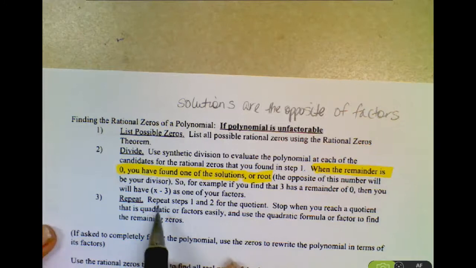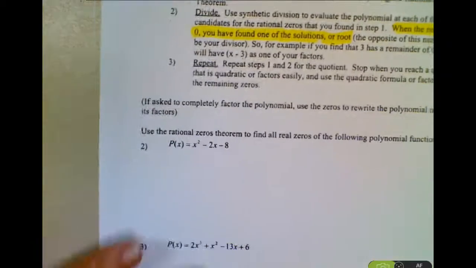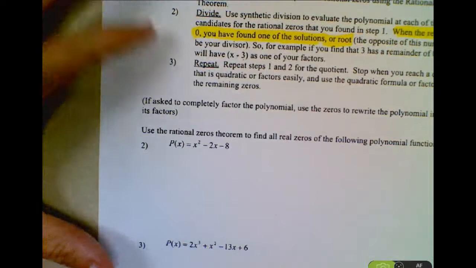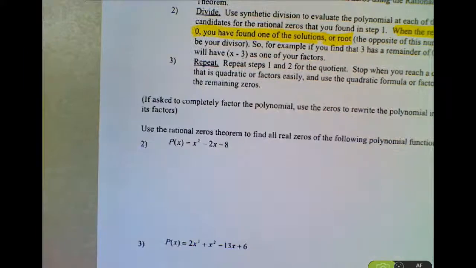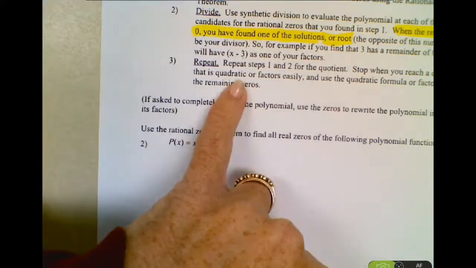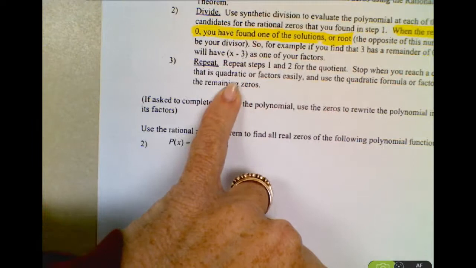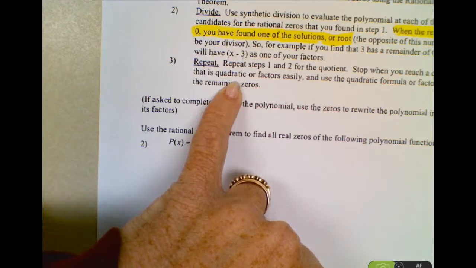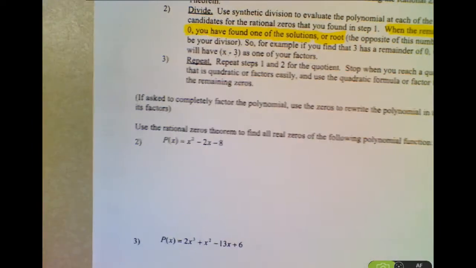And that's because we're setting this equal to 0 and solving. The only thing that can get us back to x, which would be x plus 0, equals 3. So it's always the opposite of what you see here, okay? All right, so then you're going to keep repeating that step until you reach an answer that's quadratic or that you can factor. If you can't factor it, you can use the quadratic formula to find the remaining zeros.